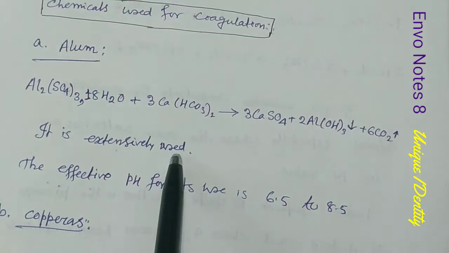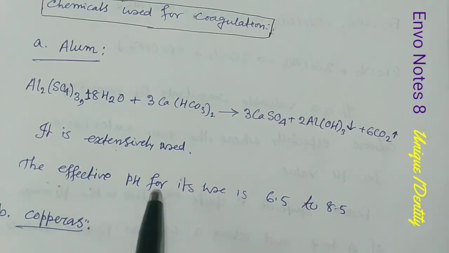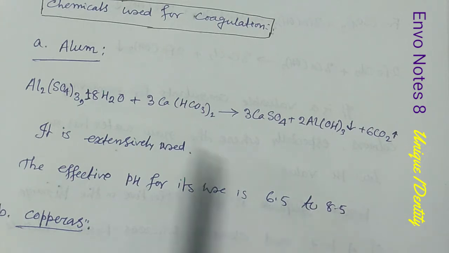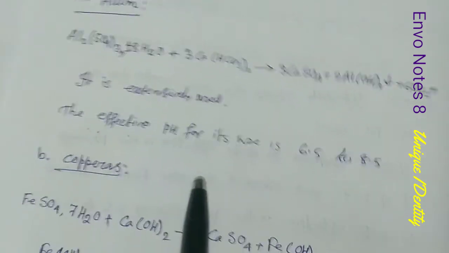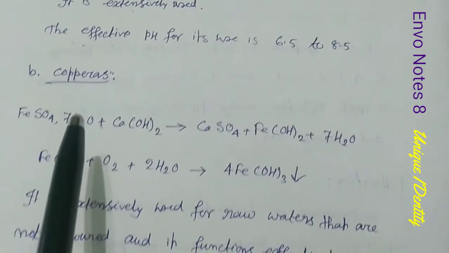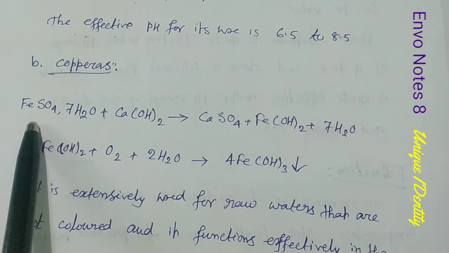It is extensively used. The effective pH for its use is 6.5 to 8.5. This is the drawback for alum because its pH range is very small. Next is copperas. What is the formula?